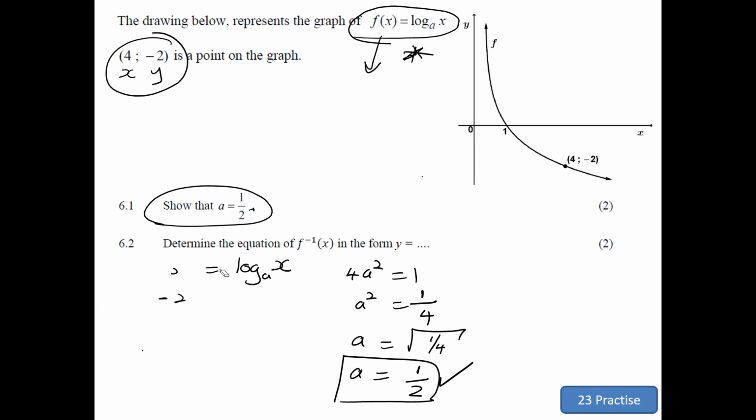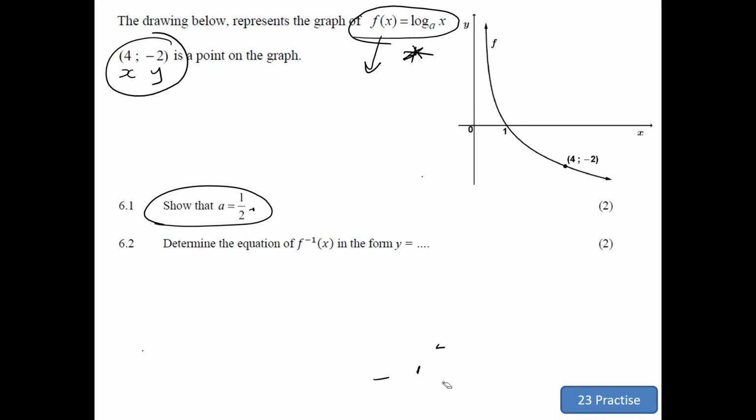Okay, let's go to the next question. Determine the equation of the inverse. So I'm going to give you a minute. Quickly find the inverse for me. Let me know when you're finished.